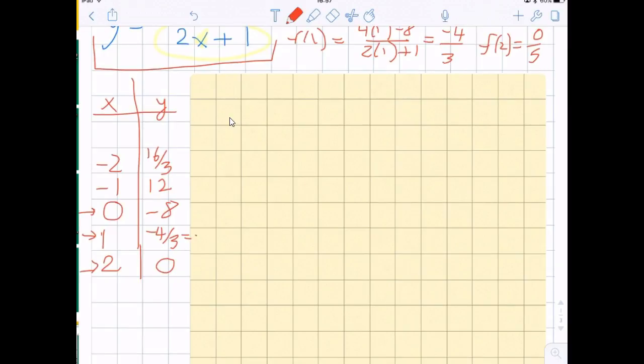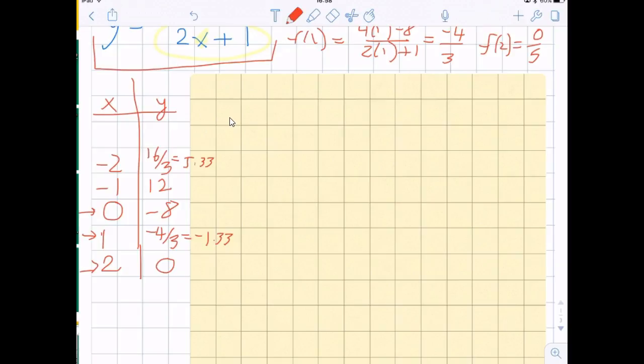Just to give you an idea what this is, -4/3, if you do it in your calculator, you'll see that it's -1.33. 16/3, 16 divided by 3, if you do it on your calculator, you'll see it is equal to 5.33. Okay.